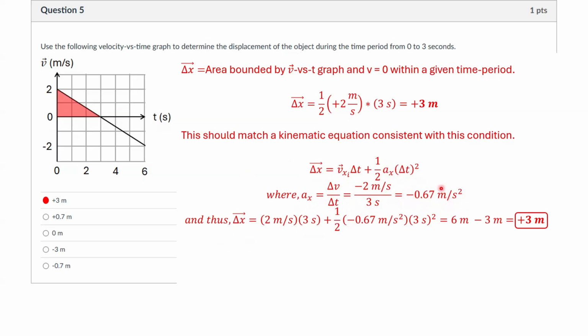And then when we put that acceleration into this equation with 3 seconds where time goes and 2 meters per second for our initial velocity in this direction, we would get 2 meters per second times 3 seconds is 6 meters plus 1/2 times negative 2/3 of a meter per second squared times 3 seconds squared, which is 9 seconds squared, would end up being 6 minus 3 is positive 3 meters. So both ways we get the same answer, which is good. Positive 3 meters is how much this object displaced in that time.